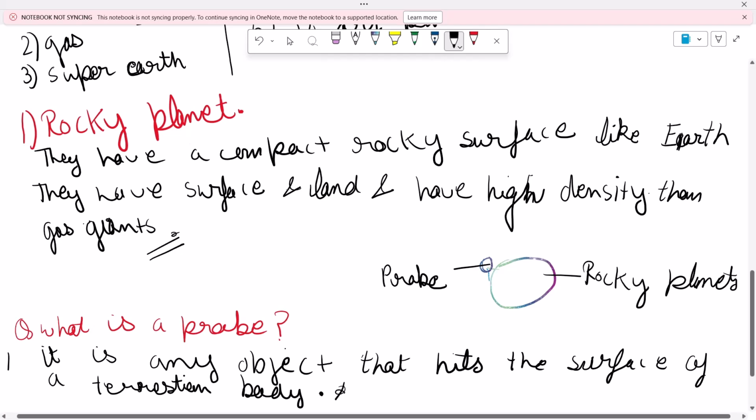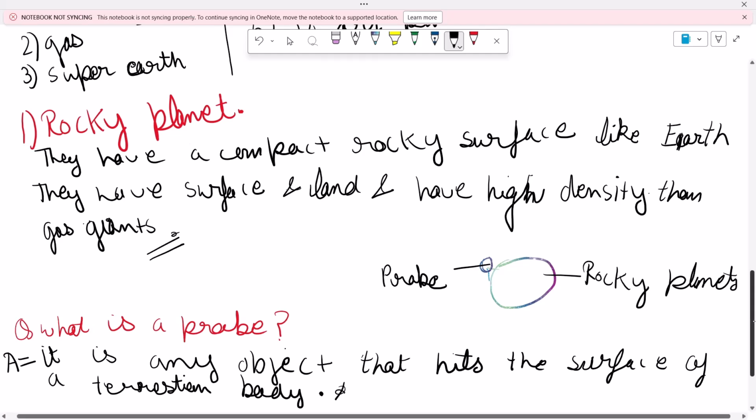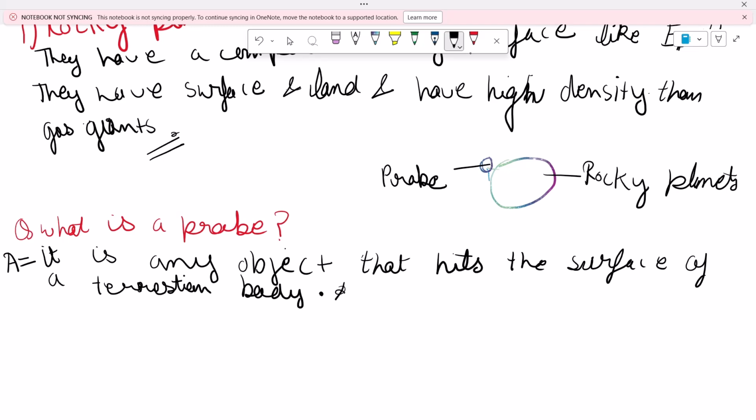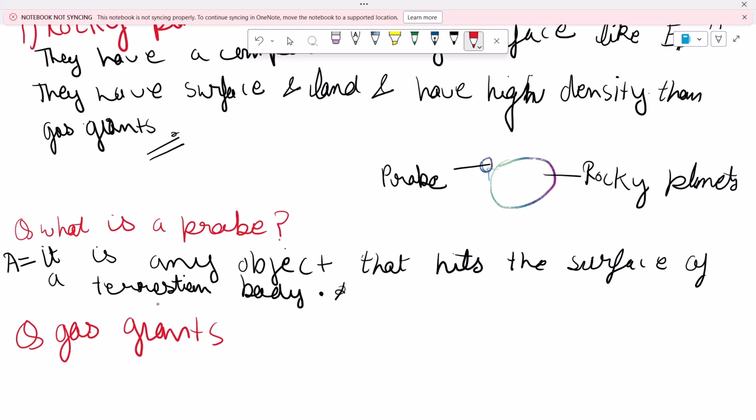It's the terrestrial body. Now let's discuss gas giants. So, what are gas giants? Drop your answer in the comment section below. What are gas giants?